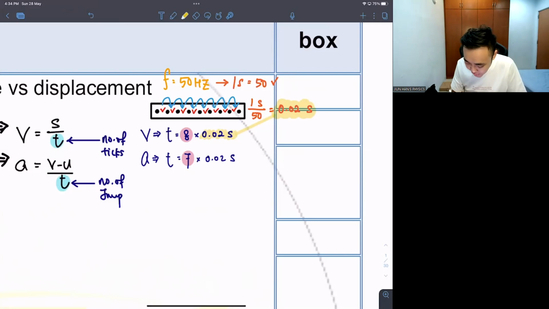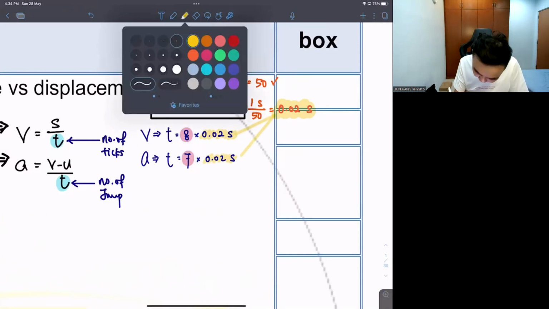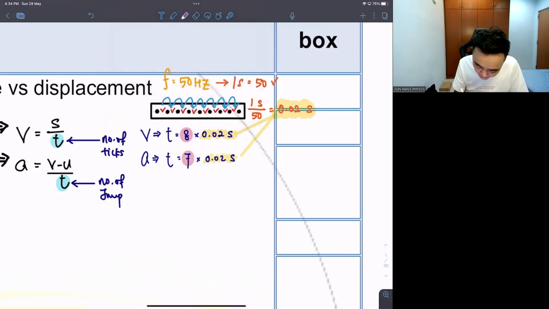But no matter what, you see here, 0.02, 0.02. Why? Because 50 hertz. There you go. So that's why when you calculate velocity, 8. When you calculate acceleration, 7. Why? Because for velocity, you are calculating the number of ticks. That's why 8 ticks.